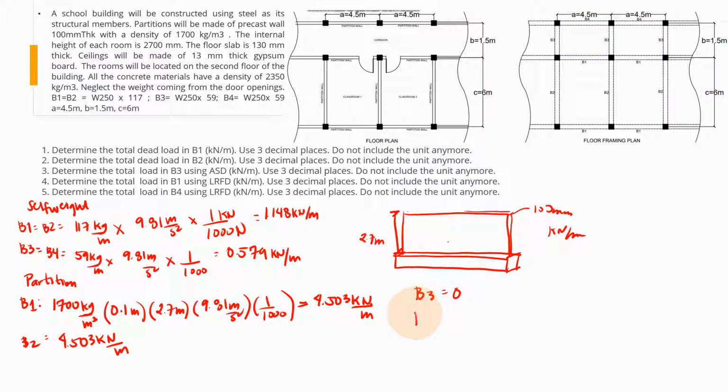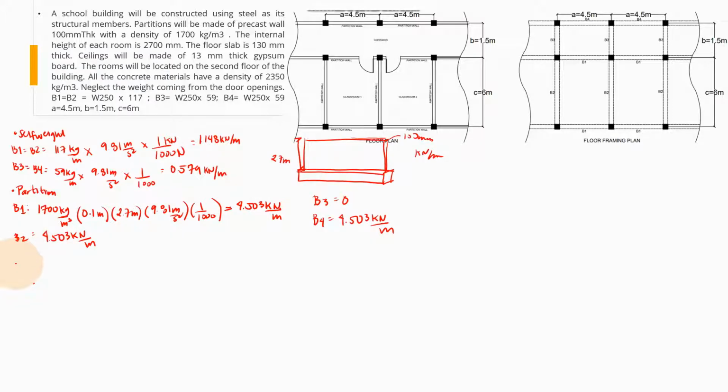Okay? And then, for our beam 4, sa beam 4 natin, this one, may partition wall ulit tayo dyan. So, we have the same thickness, the same height, and the same density. So, yung weight coming from the partition wall in beam 4, resting in beam 4 is also equal to 4.503 kilonewton per meter. Okay?